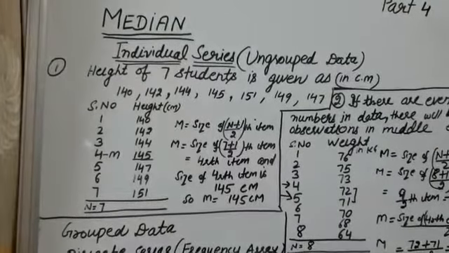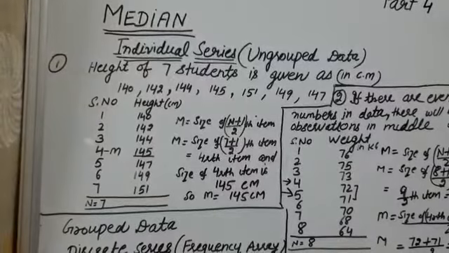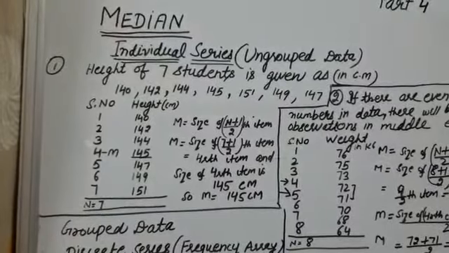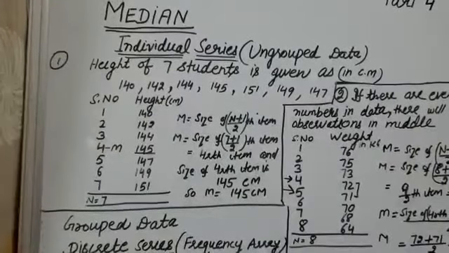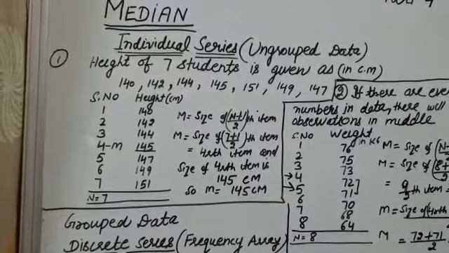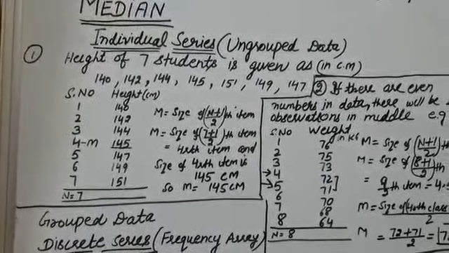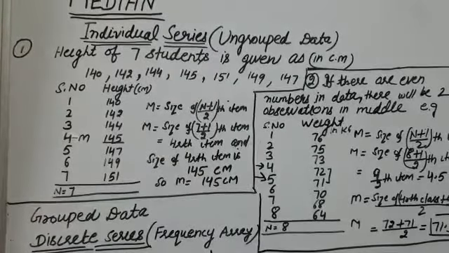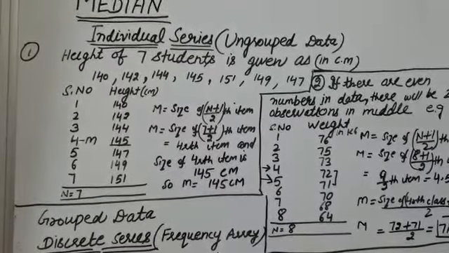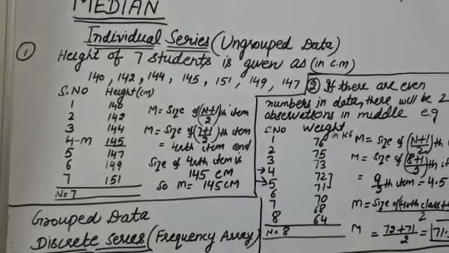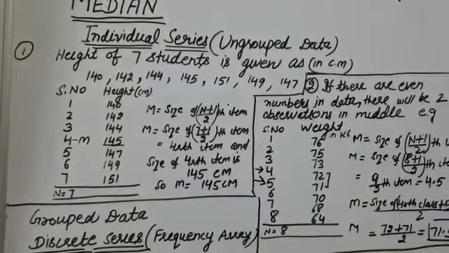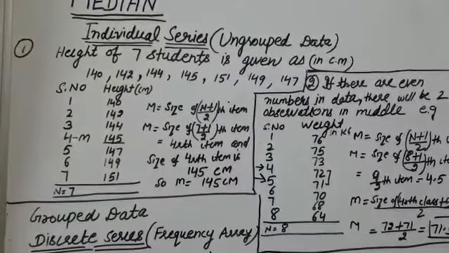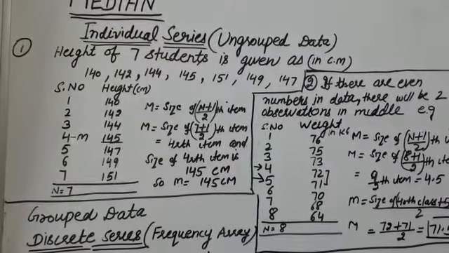Median is the positional value of the variable which divides the distribution into two equal parts. One part comprises all the values greater than or equal to the median value and the other comprises all values less than or equal to it. The median is the middle element when the data set is arranged in order of magnitude. In statistics, median is indicated by M.